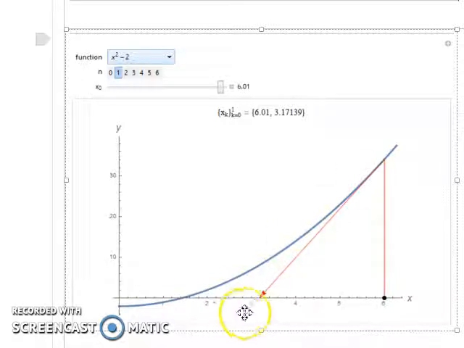Now, how would you solve for the x-intercept for that tangent line? How would you solve for the x-intercept? If you find the equation of the line, make y equal 0. Yeah?